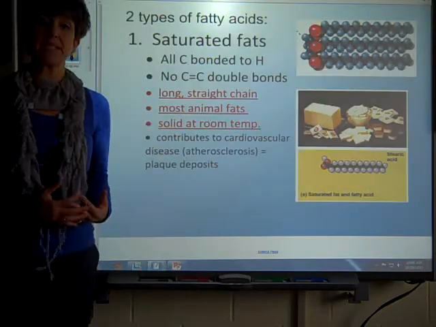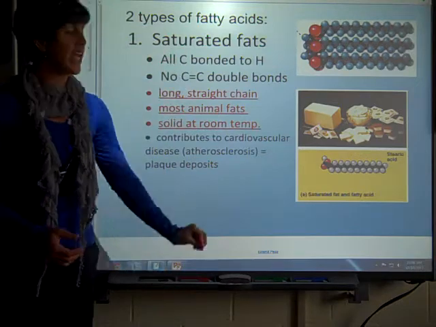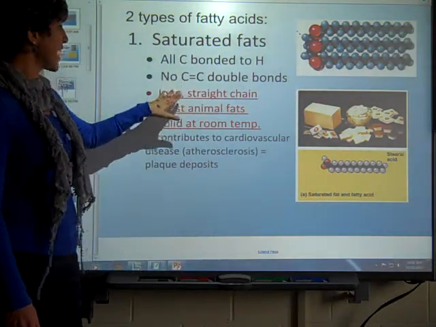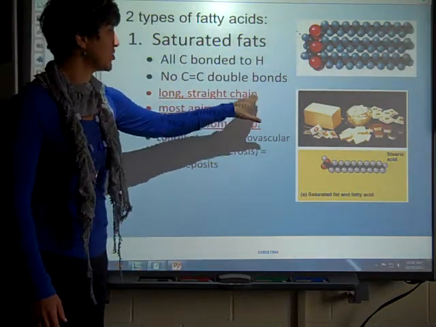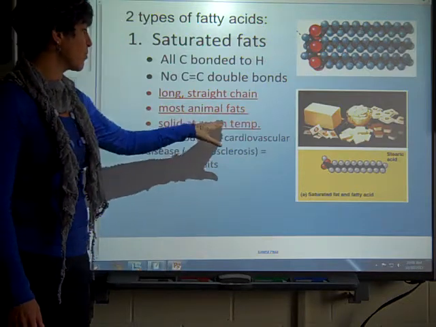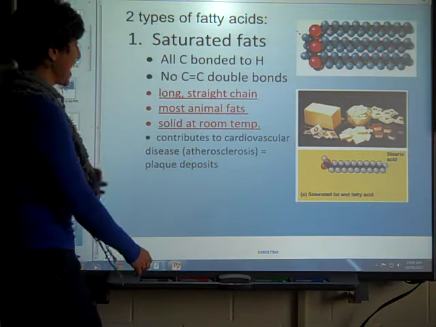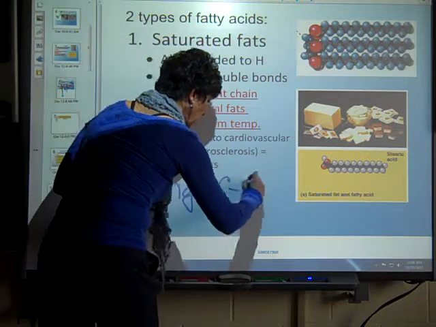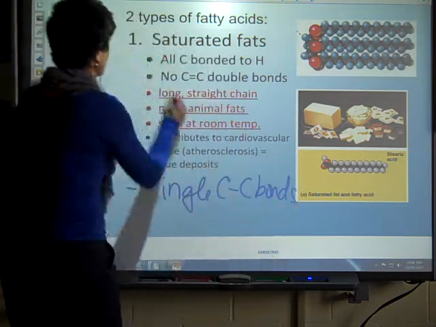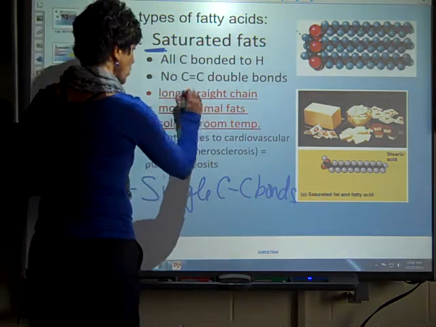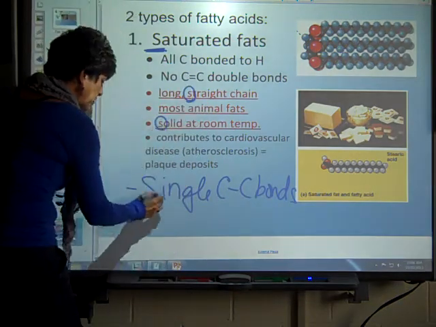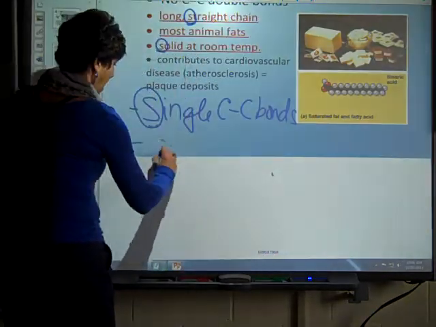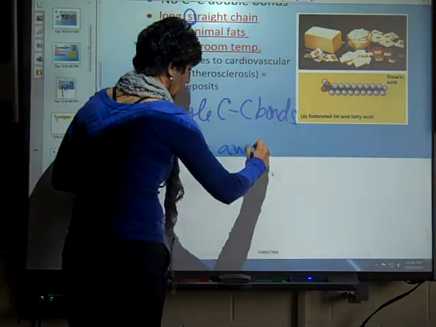All right, we got to talk about the types of fatty acids. So fatty acids were the long chain with a carboxyl at the end. If it is a saturated fat, S for saturated, S for straight chain, S for solid at room temperature. So the last S I want to put here, all single bonds. Single carbon-carbon bonds. So S for saturated, S for straight, S for solid at room temperature, S for single, and then I like to add my own, my little Mancuso one, S for stay away.